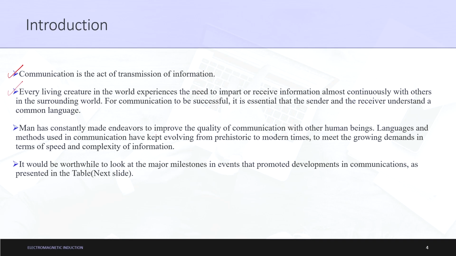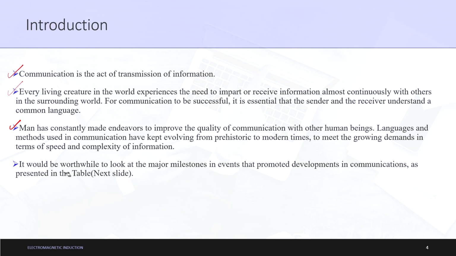Man has constantly made endeavors to improve the quality of communication with other human beings. Languages and methods used in communication have kept evolving from prehistoric to modern times. So, even today, short words like K are being used to meet the growing demands in terms of speed and complexity of information. This is just the basic of how information from one man to another can be upgraded and evolved to the communication of mass data.